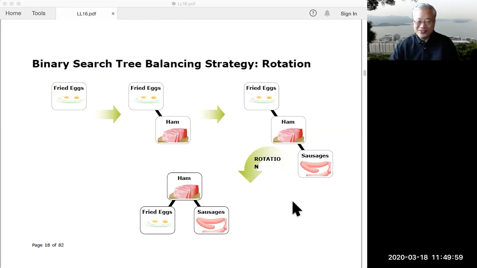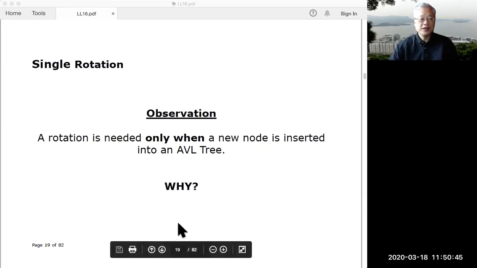So it tells us that if we insert fried eggs, ham, and sausage, then we have a very bad binary search tree like that. Now, when this is bad, then what do we do? We do rotation. This is what we call rotation. After rotation, we get this tree. This tree is still a binary search tree, but it is balanced. Can you see that? So this is called rotation. We say we are rotating along this axis. The axis is fried eggs and ham. So we rotate about this axis, then we get this tree.